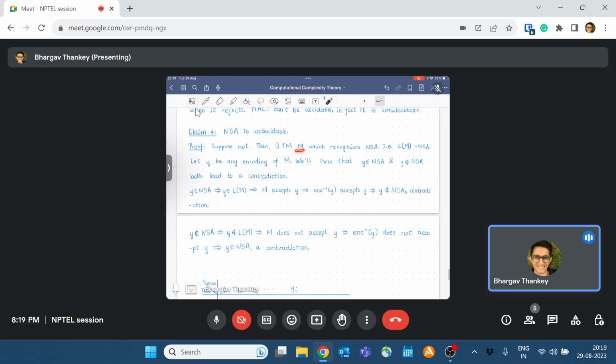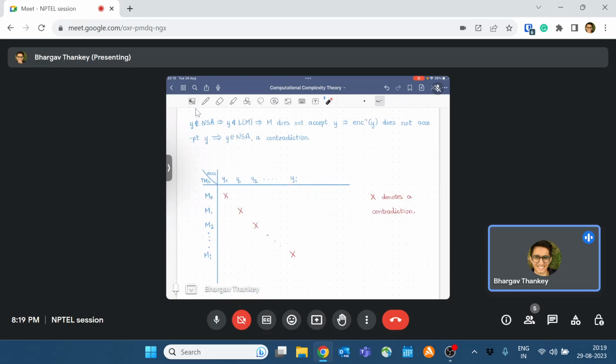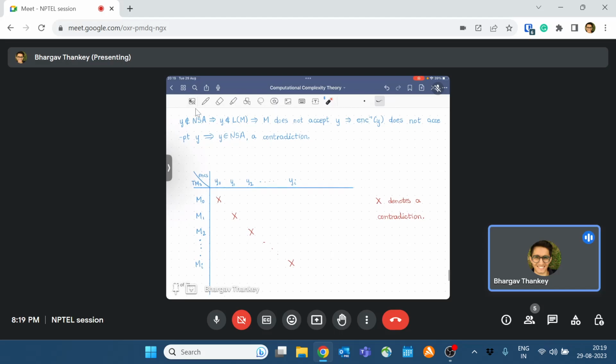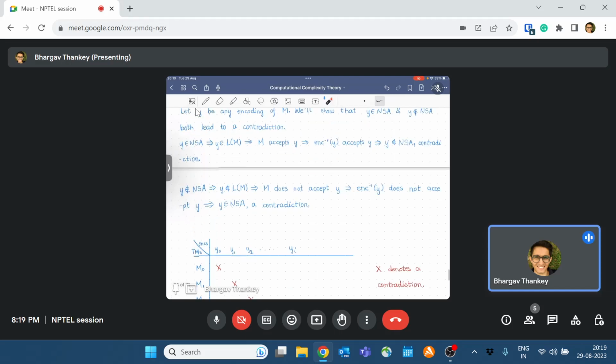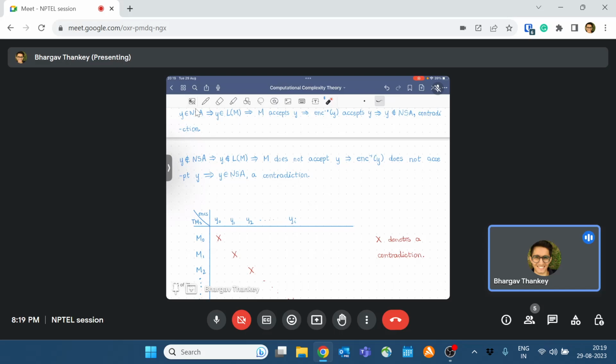I have some M over here, right? Can that M be M0? No, because what we have shown is that if M were M0, then it cannot accept Y. So if M were M0, then Y0 cannot be in the language of M0, and it must also be in the language of M0, right? So both these are false. So basically, Y0 leads to a contradiction for M0. Is this fine?